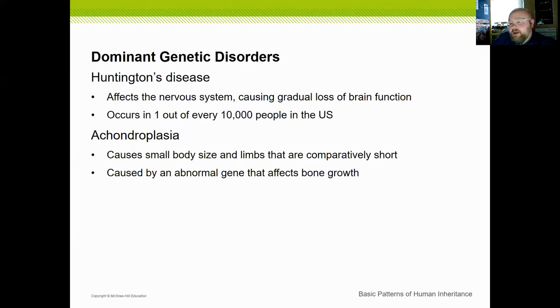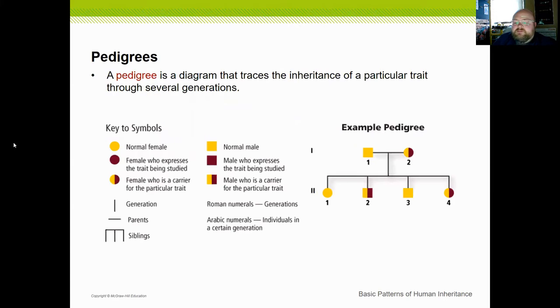Now, some dominant genetic disorders don't require a recessive trait to be expressed. This is just going to happen if you get those genes and they are dominant. We have Huntington's disease. This is going to affect the nervous system, causing gradual loss of brain function. It occurs in about 1 out of every 10,000 people in the United States. We have achondroplasia. It causes small body size and small limbs that are comparatively short. It's caused by an abnormal gene that affects bone growth.